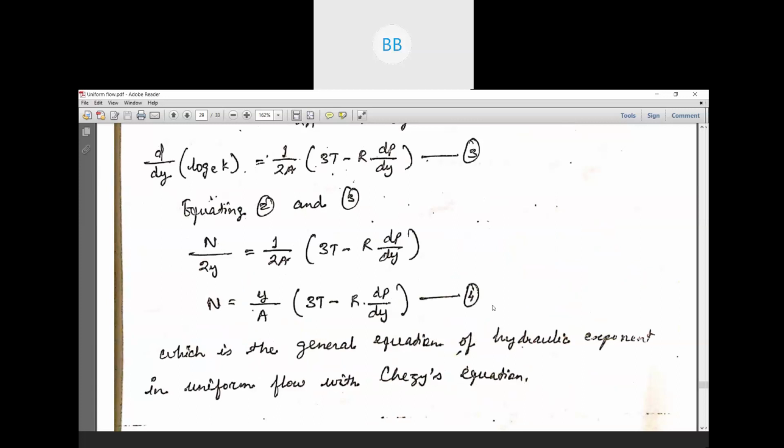So kindly go through the derivation, and if you have any doubts or any problem you face, we can discuss here. Kindly go through the derivation once and see whether you have understood or not.